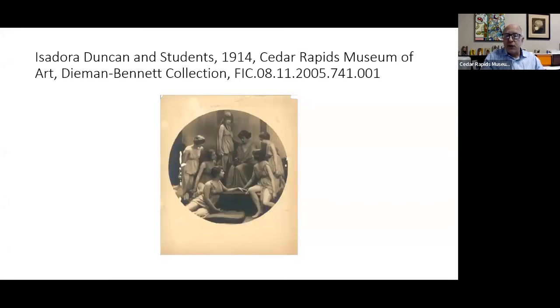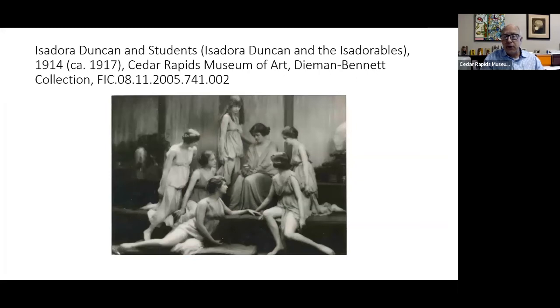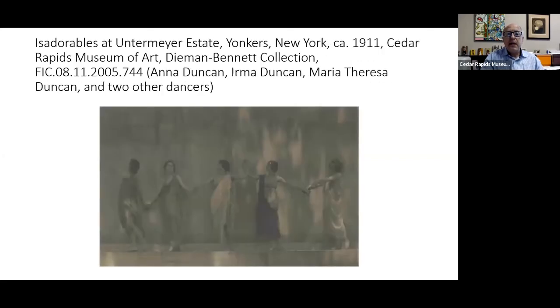Isadora Duncan and students, again, kind of the Isadorables. Here, another photograph, basically the same photograph, but in a rectangular versus a round format. And here's the Isadorables at the Untermeyer estate in Yonkers from around 1911. And this has been identified as Anna, Irma, Mary Teresa, and 2 other dancers. So these are at least three of the 6 Isadorables.